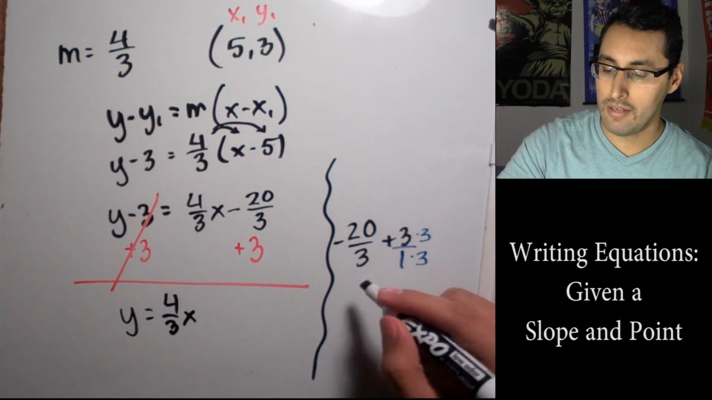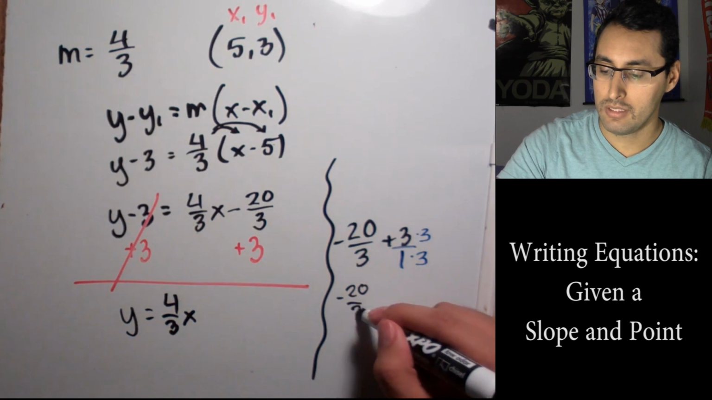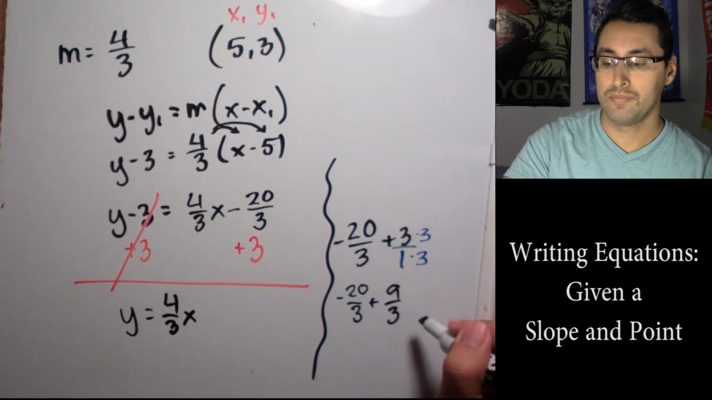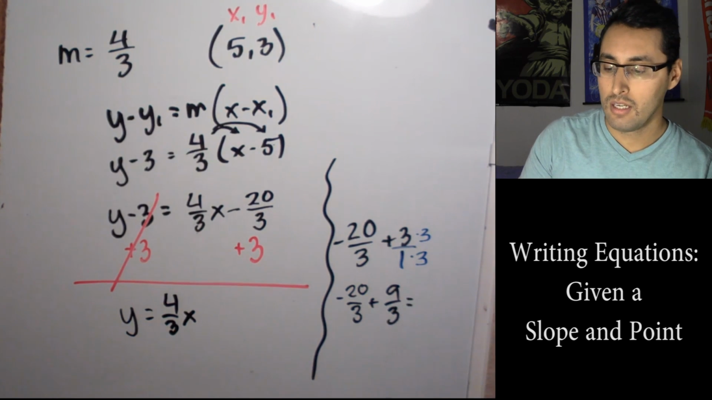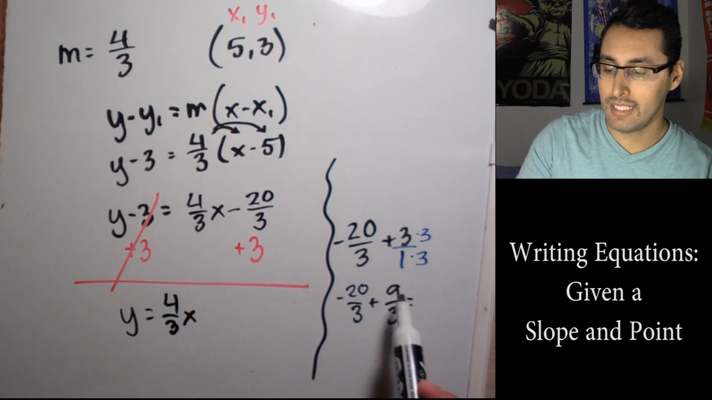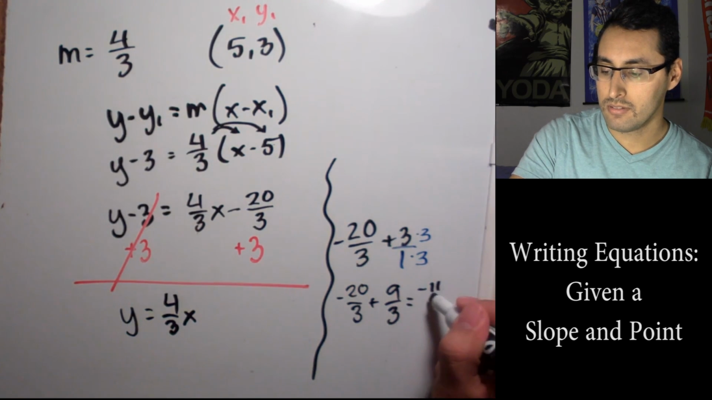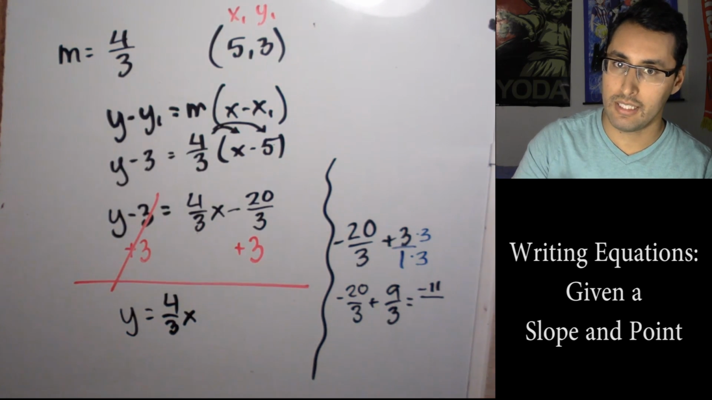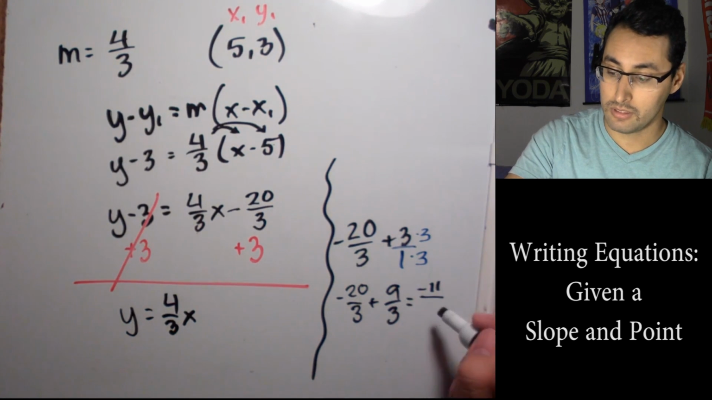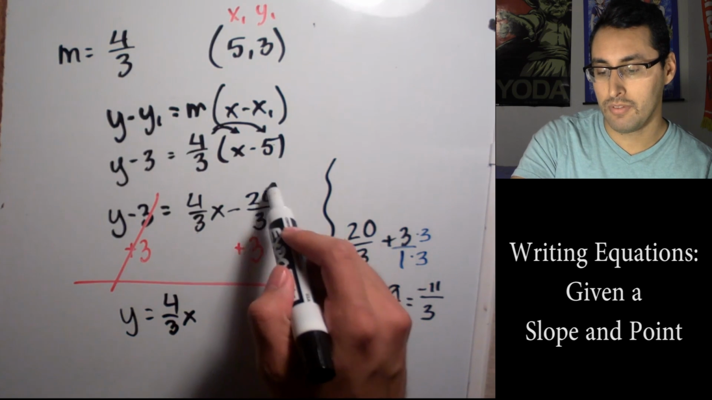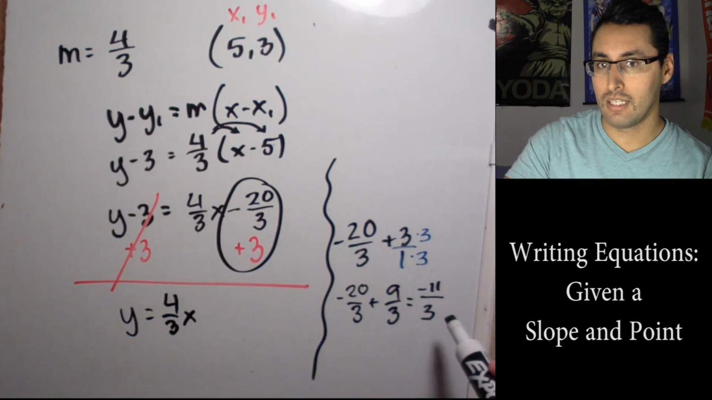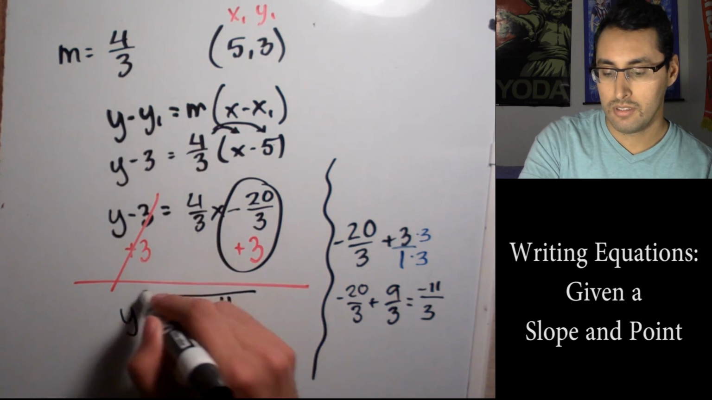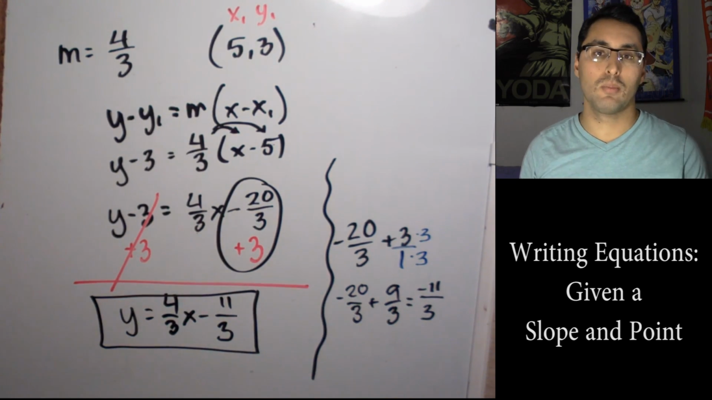Alright, so we're going to have negative 20 over 3 plus, we'll simplify this, 3 times 3 is 9 over 3. Okay, let's simplify that. Negative 20 plus 9 is negative 11. Okay, and the denominator stays the same. It doesn't become 6. Don't think of that as you're adding those. You just keep the denominator, so it's just 3. Alright, so we simplified this part. It is negative 11/3. So I'm going to write minus 11/3. Alright, and that's our equation in slope-intercept form.